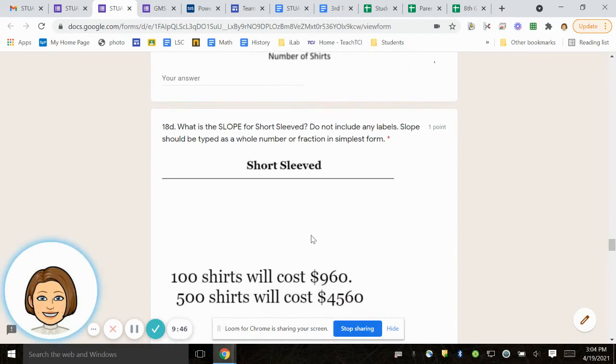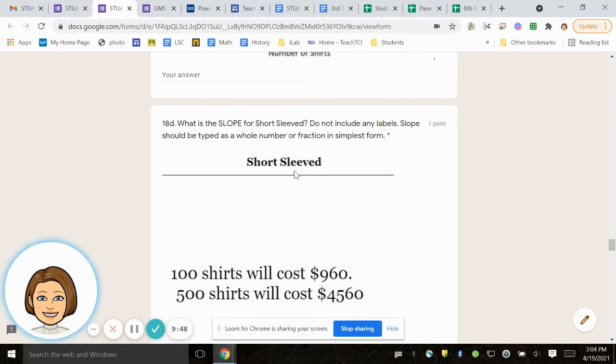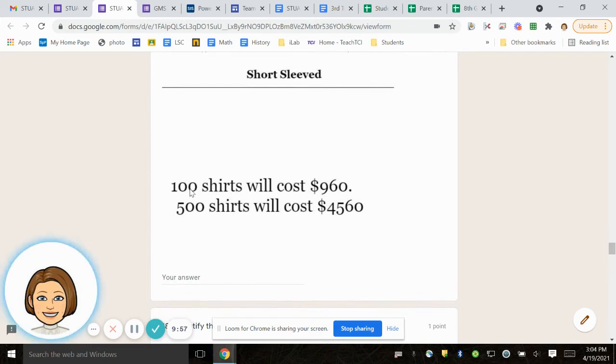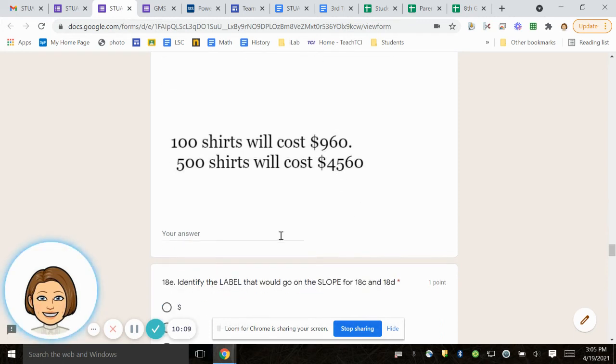Number 18D, what is the slope for Short Sleeved? Do not include any labels. Slope should be typed as a whole number or fraction in simplest form. Here you have to make these 2 things into an ordered pair. You have 100 shirts, comma 960. The second ordered pair should be 500, comma 4,560. What is the slope? Change in y over change in x.